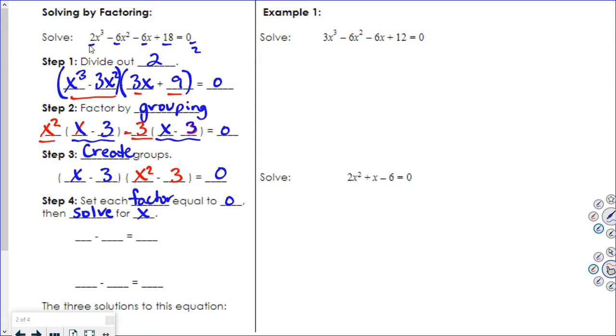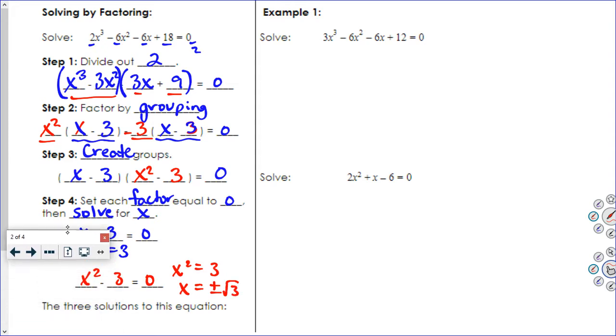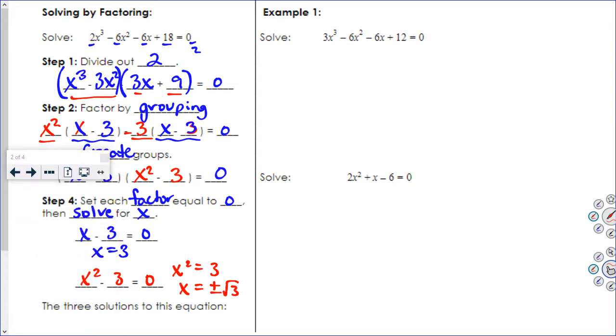Okay, so in that first part, you can go ahead and do x minus 3 equals 0. When we add 3 to each side, we get x equals 3. And then we do the same thing with x squared minus 3 equals 0. When we move that 3, we get x squared equals a positive 3. Reminder, when you take the square root, you get a positive and a negative version of that radical. So the 3 solutions to the equation are 3, root 3, and negative square root of 3.